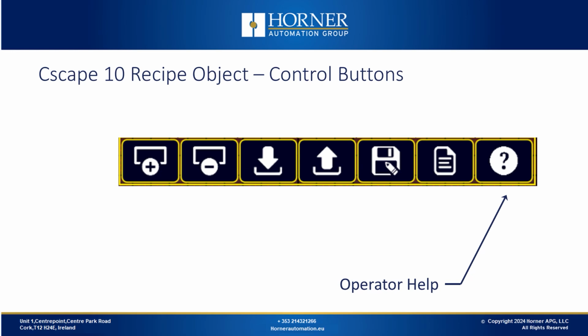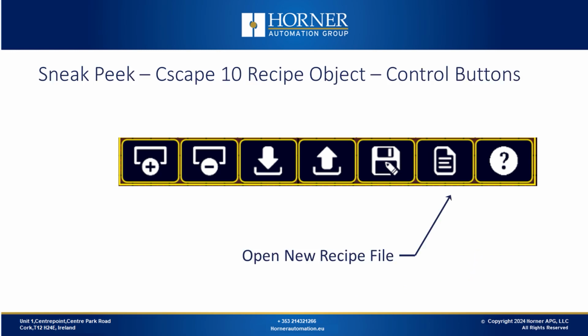If an operator does not remember the functionality for a particular button, by selecting the Help button, they will get a pop-up message above each button that describes its functionality. Next, there is an Open New Recipe File button that gives the operator the ability to open up recipe files, as well as switch between recipe files as needed.